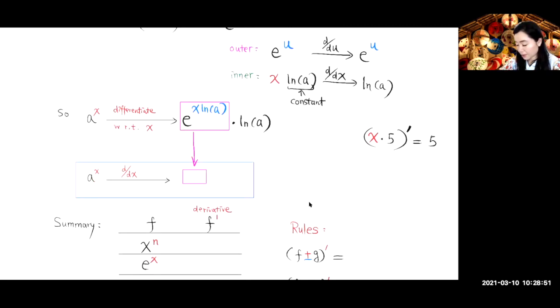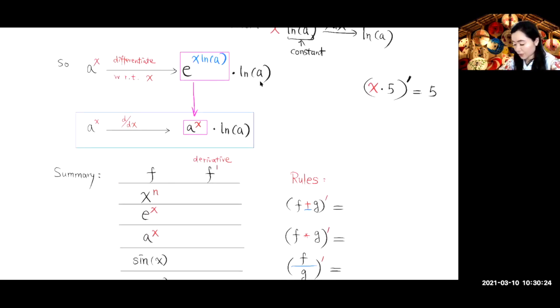And now times ln a. Now you see that for the exponential function e to the x, the derivative is e to the x itself. The derivative of a to the x is going to be a to the x itself, but multiplied with ln a. So if it's e to the x, you multiply by ln e, but ln e is equal to 1, so you still get just e to the x, right?